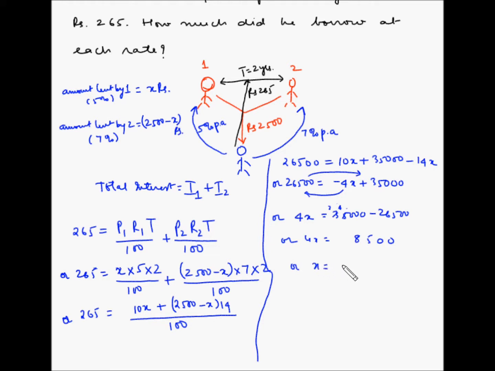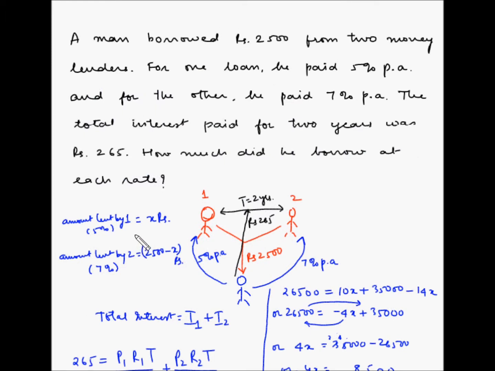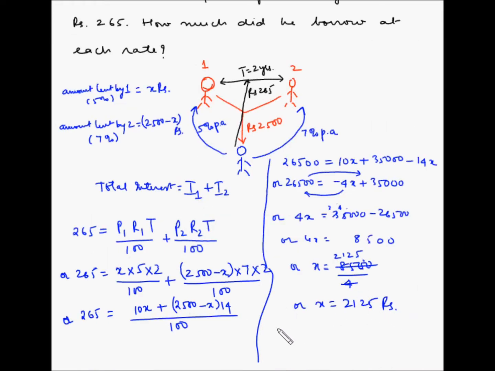So x is equal to 8500 divided by 4, or x is equal to, so 4 2s are 8, and 4 1s are 4, 1 carry over, 4 2s are 8, 2 carry over, and 4 5s are 20. So 2125 rupees. So the amount which has been borrowed at 5% from moneylender number 1 is 2125 rupees, and the amount lent by the second moneylender is 2500 minus 2125, which is equal to 375 rupees.